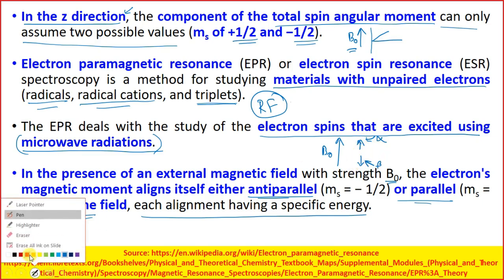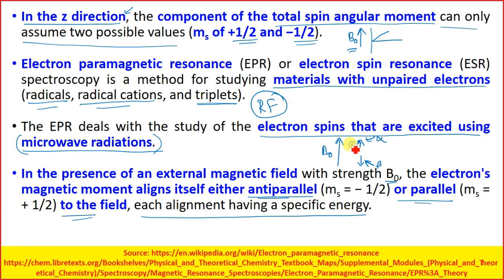We will be having some extra magnetic moment generated by these unpaired electrons, which favors the magnetic field, which is in the direction of the magnetic field, and these magnetic moments will be used for EPR or ESR spectroscopy. Am I clear? Anyone who has any problem? Yes, sir.